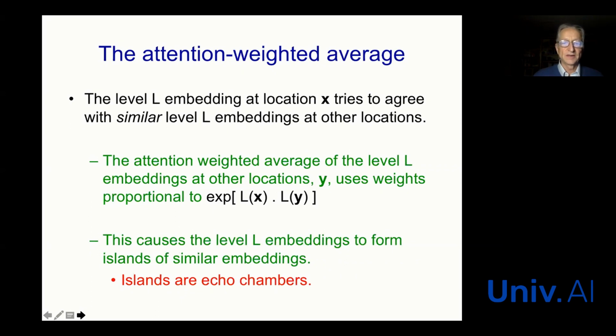So the islands are formed because at every level, the vector that you get at one location is trying to agree with similar vectors at nearby locations. So all the vectors that form part of a nose are trying to agree with one another, but they're not trying to agree with the vectors that form part of a mouth, because they're sufficiently different that they decide that's not relevant to them. And they do that by using a very simple function. You take the level L embedding vector at location X, that's Lx, and the level L embedding vector at location Y, that's Ly, and you just take their scalar product and exponentiate it. If that's big, you say that X ought to attend to Y and Y ought to attend to X. They ought to average their level L embeddings together. And that's what causes the islands to form.